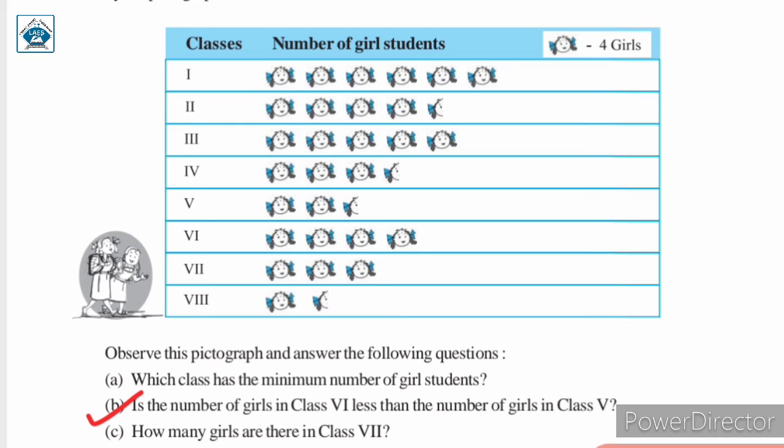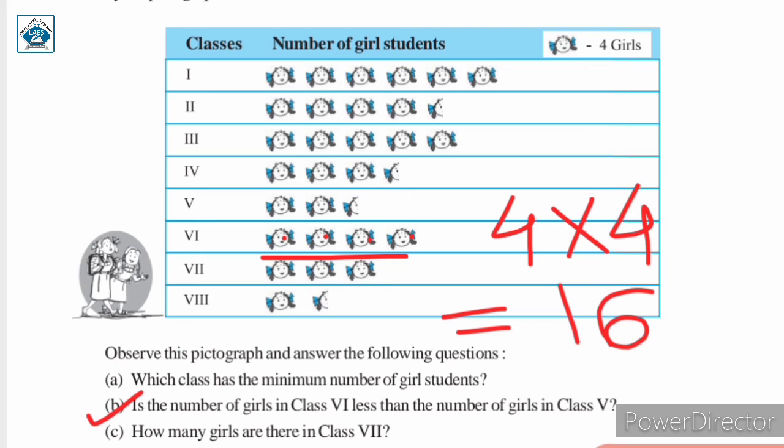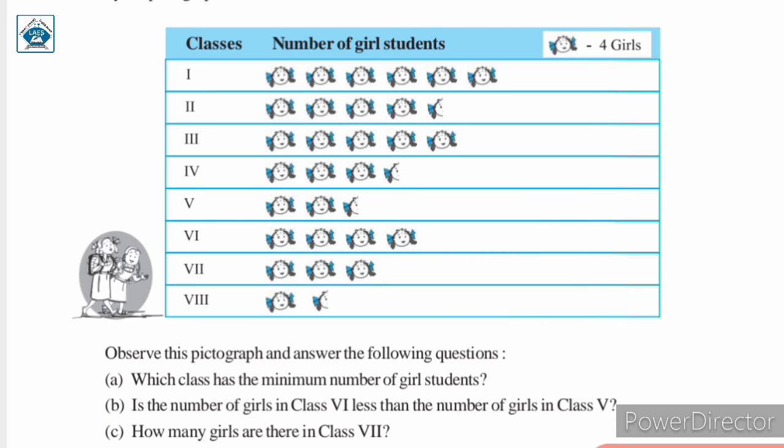B. Is the number of girls in class 6 less than the number of girls in class 5? So here हम लोग सबसे पहले कंपैरिजन कर लेते हैं. One picture represents 4 girls. Therefore, the number of girls in class 6 is 4 into 4, right? 4 plus 4 plus 4 plus 4 करो या 4 multiplied by 4 करेंगे, then we will get 16. So the number of girls in class 6 is 16 and the number of girls in class 5 is 4 plus 4 plus 2, which is 10.